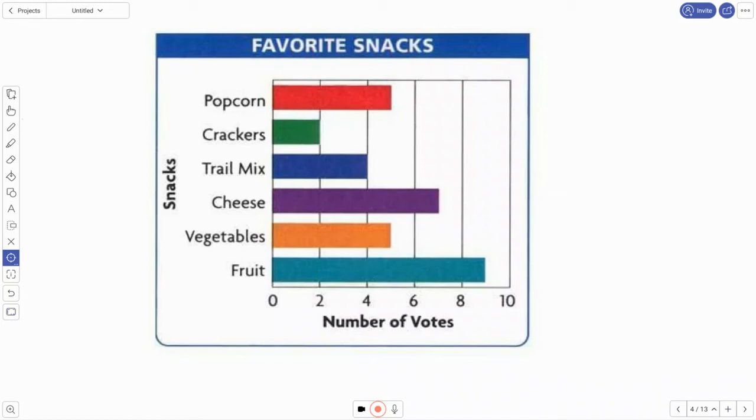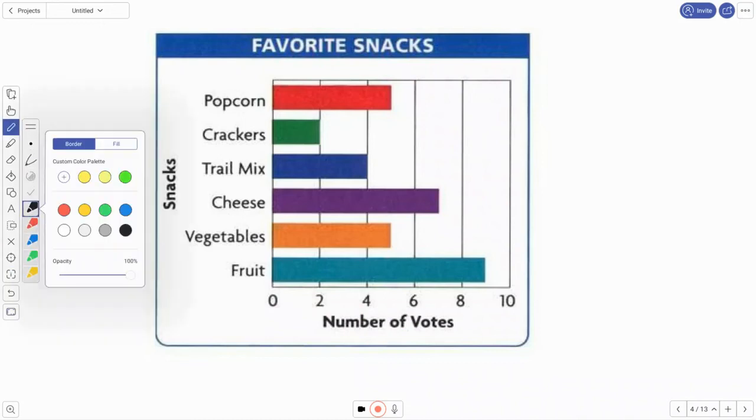The types of snacks we're comparing, that's the thing that's similar. The types are popcorn, crackers, trail mix, cheese, vegetable, and fruit. That's what they could vote between. And then you can see on the bottom, once again, it goes up by twos. So anything halfway in between is going to be in between that number. I see that's the number of votes that they got.